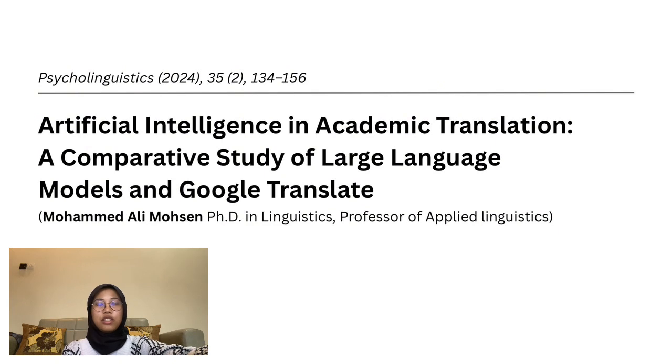Student ID number 23020330097. And today I will present and analyze the introduction section of the academic article. The title is Artificial Intelligence in Academic Translation: a comparative study of large language models and Google Translate. This was written by Muhammad Ali Mohsen and was published in Psycholinguistic Journal in 2024.